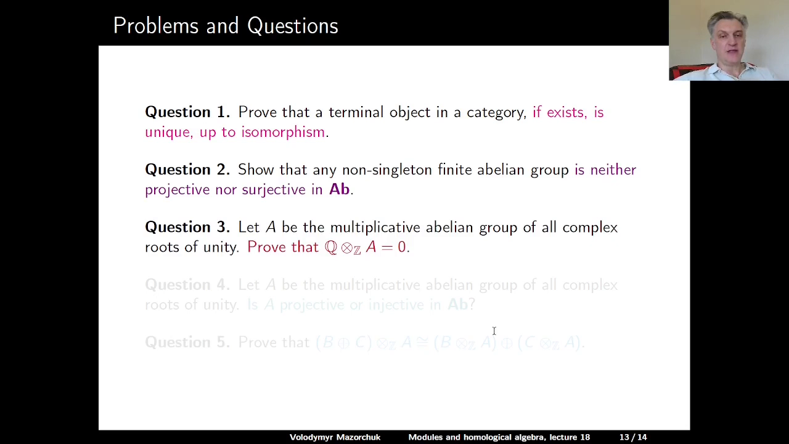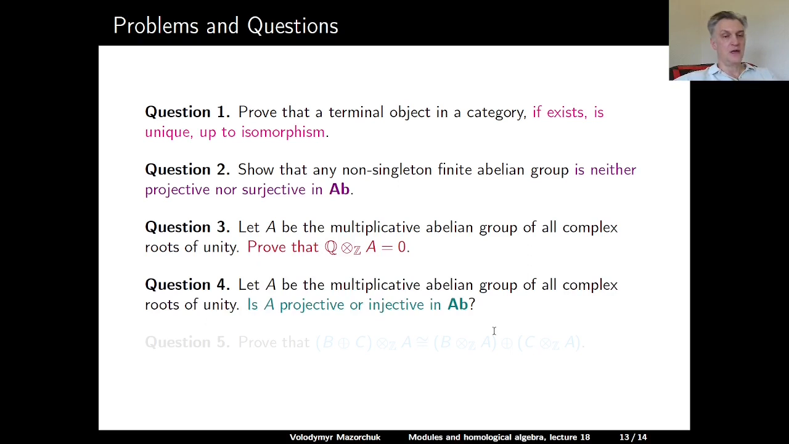Question 3. Let A be the multiplicative abelian group of all complex roots of unity. Prove that the tensor product of rational numbers with A is 0. Question 4. Let A be the multiplicative abelian group of all complex roots of unity. Is A projective or injective in the category of abelian groups?